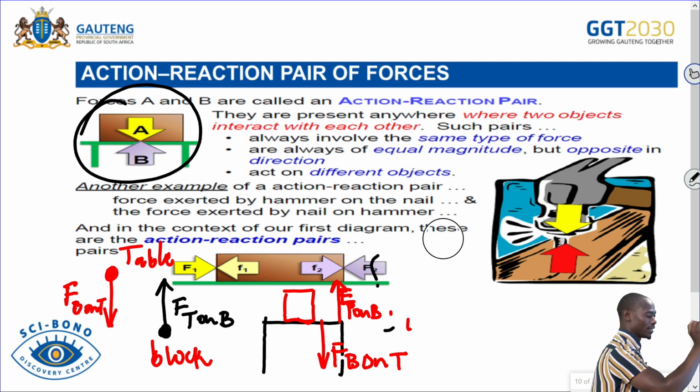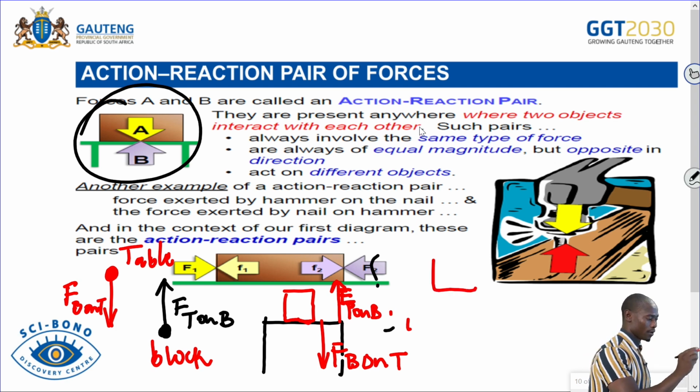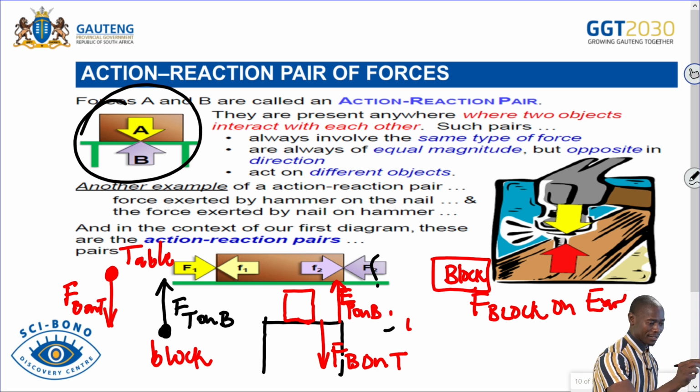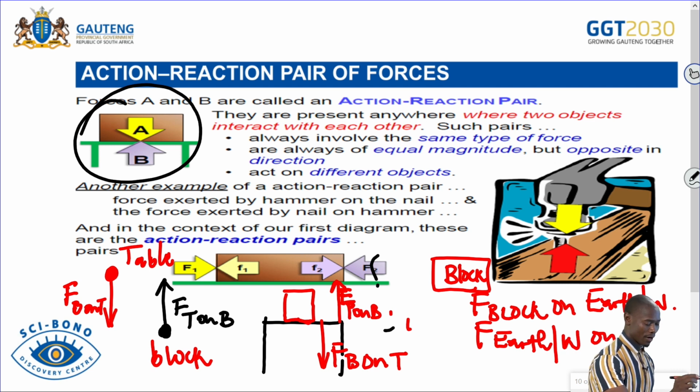So I'm focusing on what? The block, and what? And the earth, right? So it will be the force exerted by the block on earth, or weight, okay, and then force exerted by earth or weight on what? On the block. So these are other action-reaction pair of forces there, right?